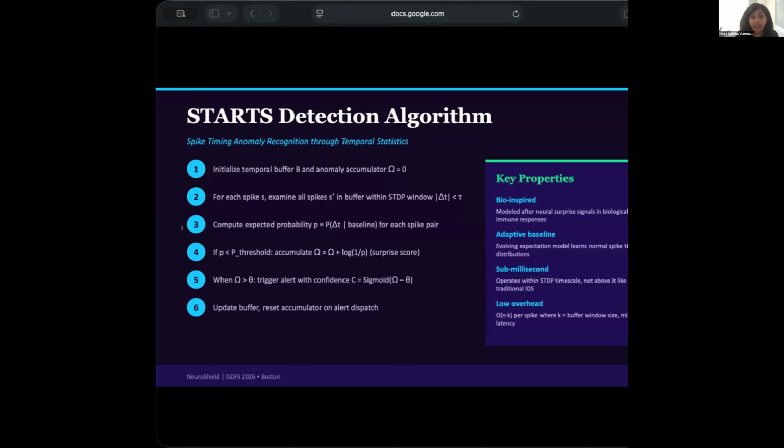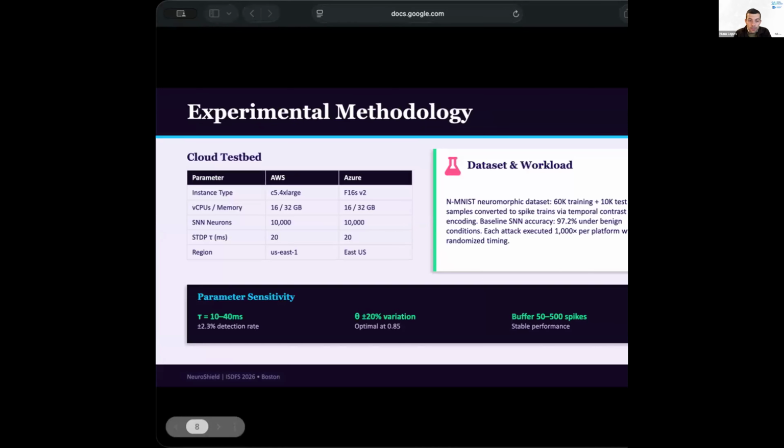These properties make STARTS effective. The first is that it is bio-inspired. The surprise accumulation mirrors how biological immune systems detect foreign patterns. The second is the adaptive baseline, which evolves with the system's normal behavior, reducing false positives as the model learns. The third is the computational complexity, which is O of n times k per spike, where k is the buffer window size. This is critical for achieving the 3ms response time.